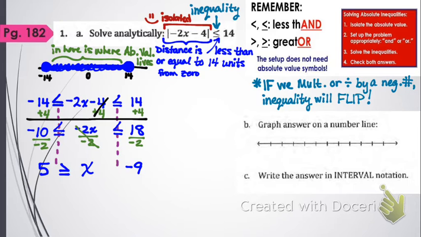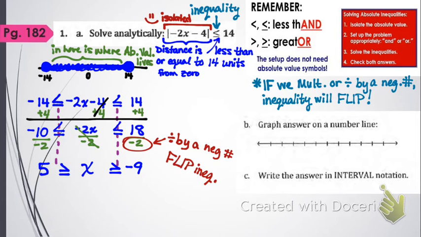What just happened to my inequality? Why? And what did we divide by? A negative. We divided by a negative number. So it flipped the inequalities. Right here.